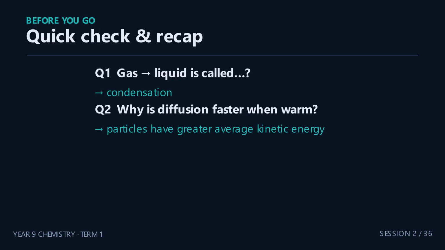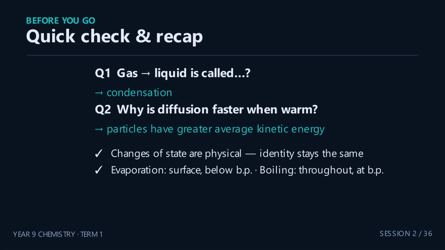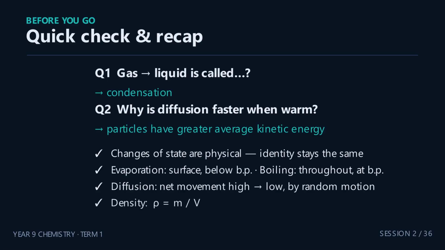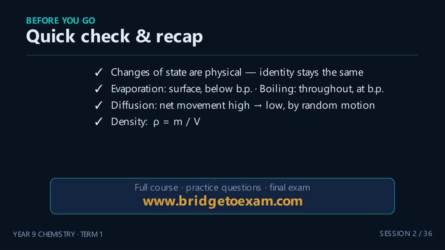Here is your recap. Changes of state are physical, so the identity stays the same. Evaporation is a surface process that can happen below the boiling point, while boiling happens throughout the liquid. Diffusion is the net movement from high to low concentration, driven by random motion, and density equals mass divided by volume. Next session, mixtures, and how to choose the right separation method.